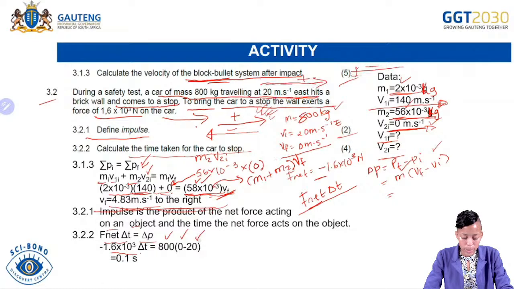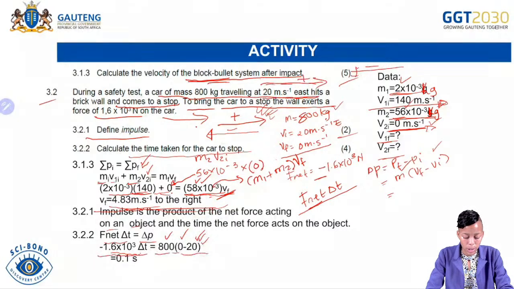So the 20 meters per second was going in which direction? Was going to the right. And we did not have direction for the what? For the final velocity, because remember it was what? It was 0. So from there you are going to solve this, multiply the 800 into the brackets, and then you would therefore divide both sides by what? By negative 1,6 times 10 to the power of 3.